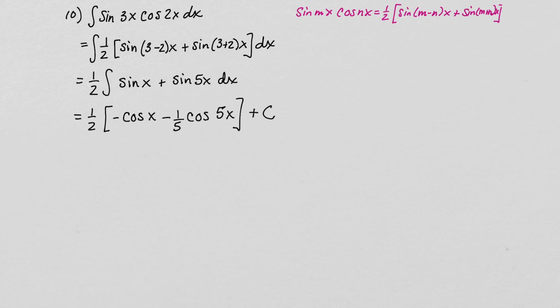And you could leave the answer that way. You could distribute the 1/2. So minus 1/2 cosine x minus 1/10 cosine 5x plus c. So those are all the problems from 8.2.